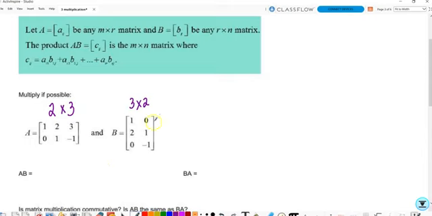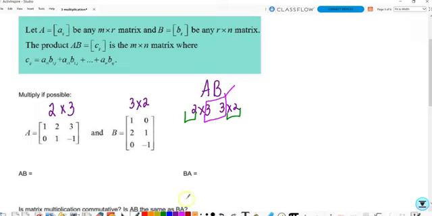So when you multiply matrices, for example, A times B, or we can write it without the dot, just AB, that's a 2 by 3 times a 3 by 2. In order to multiply, these inner dimensions have to match. If they do, it is possible to multiply the matrix A times the matrix B. And the resulting matrix will be a 2 by 2.